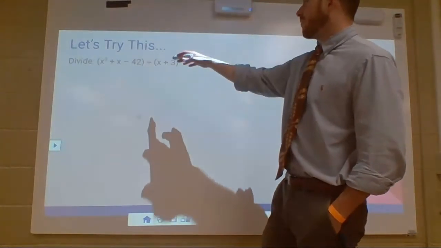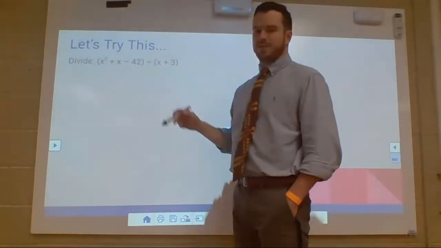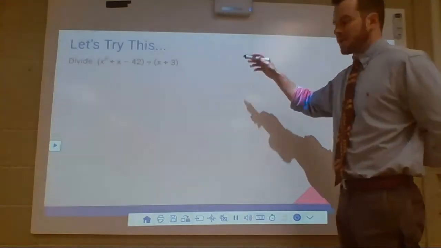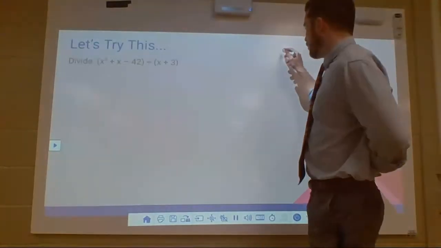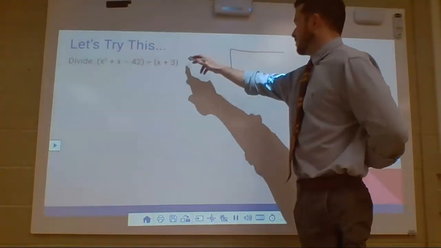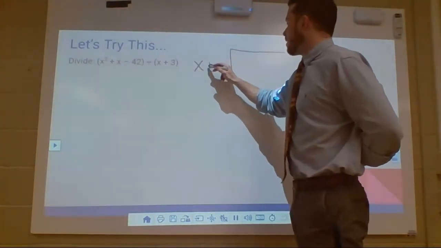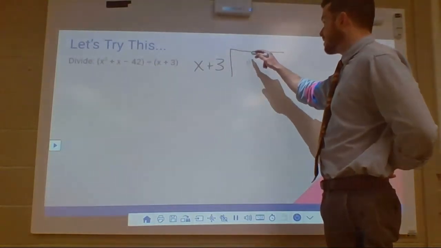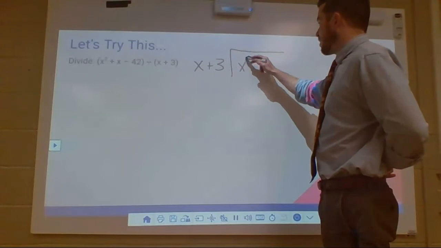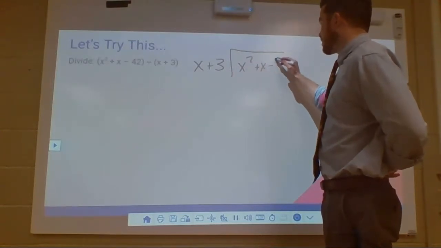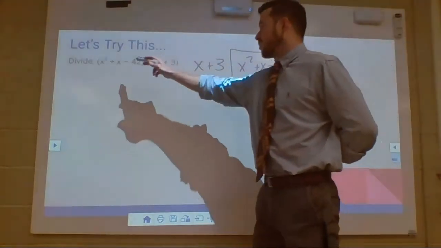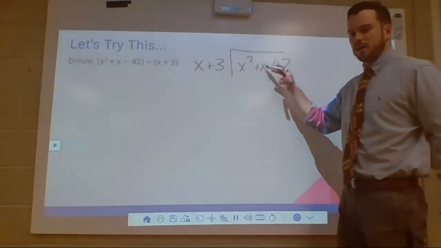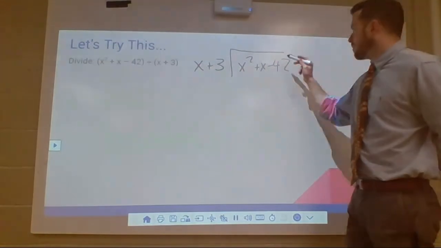This problem says to divide x squared plus x minus 42 by x plus 3. So let's set this up like that example we just looked at, where we have the house, and we have the divisor on the outside of the house, and then we have the dividend underneath the house. So we have x squared plus x minus 42 divided by x plus 3. X plus 3 is what we're dividing this by.